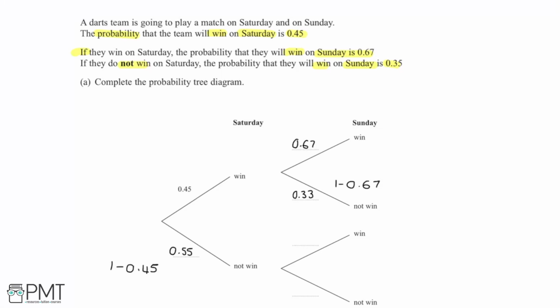And then finally we can fill in the last gaps. So if they do not win on Saturday, so we're looking at this part of the tree diagram, then the probability that they will win on Sunday is 0.35. So the probability that they will not win is 1 minus 0.35. So that gives us an answer of 0.65. Now we would gain the first mark here for getting this probability of 0.55 in the correct place, and then the second mark is going to be for a fully correct labelled tree diagram.